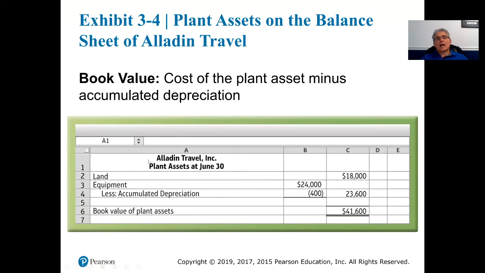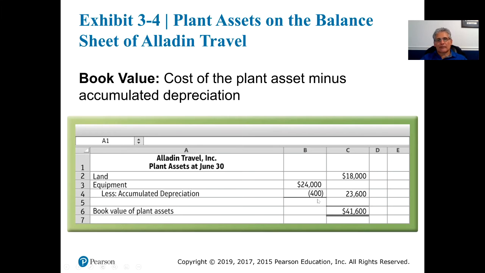Now, if we generate what it's going to look like on the financial statements for Aladdin Travel Incorporated, specifically for the asset section, you're going to see that land was purchased for $18,000, and I think that was in the previous chapter. That's the balance. We purchased equipment for $24,000. That's a debit on the books, but now we have a credit of accumulated depreciation, which in effect reduces assets.